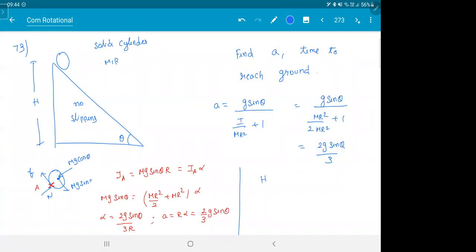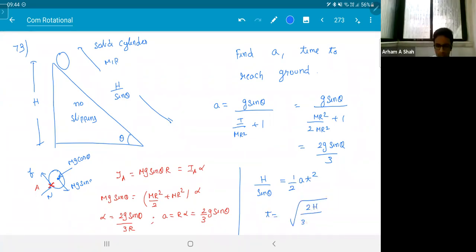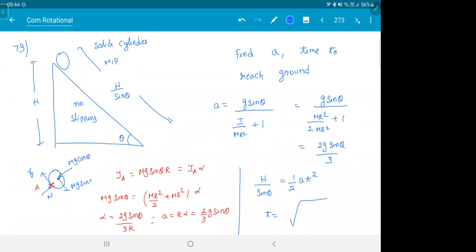Then what is the height? Distance traveled on the incline is h by sin theta. The hypotenuse, h by sin theta, is equal to half a t square. So substitute there, you get the time will be root over 3h by g sin square theta. Check it out, put it up.